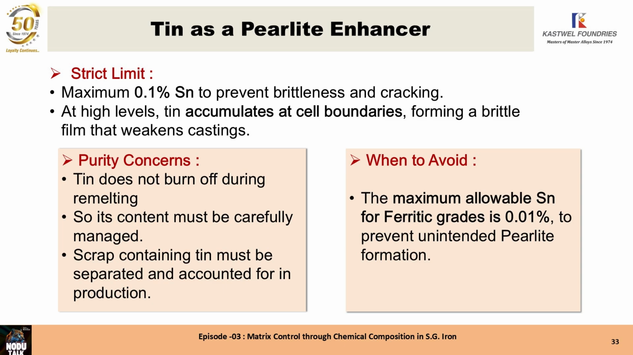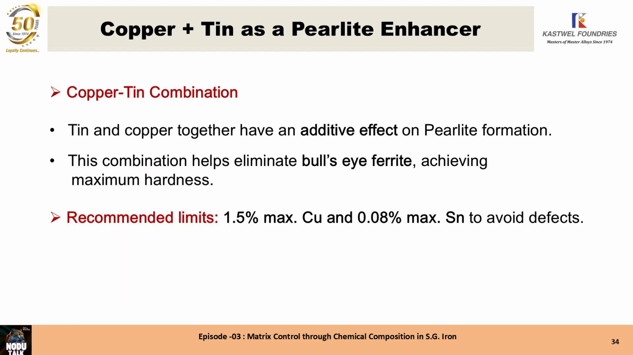Purity concerns. Tin does not burn off during remelting of the returns, so its content must be carefully managed. Scrap containing tin must be separated and accounted for in production. When to avoid tin? The maximum allowable tin for ferritic ductile iron is 0.01% to prevent unintended pearlite formation in ferritic iron.